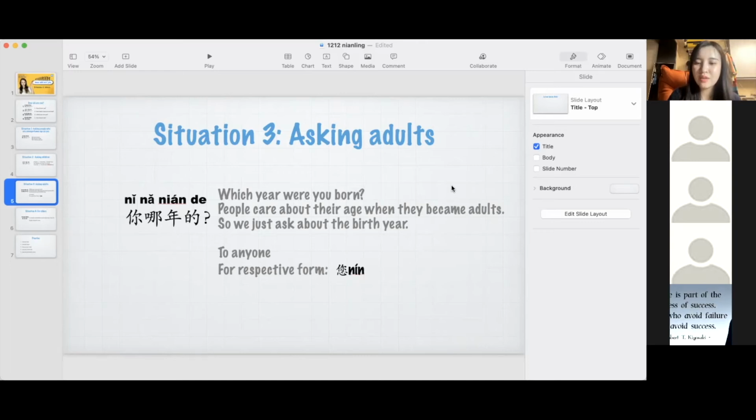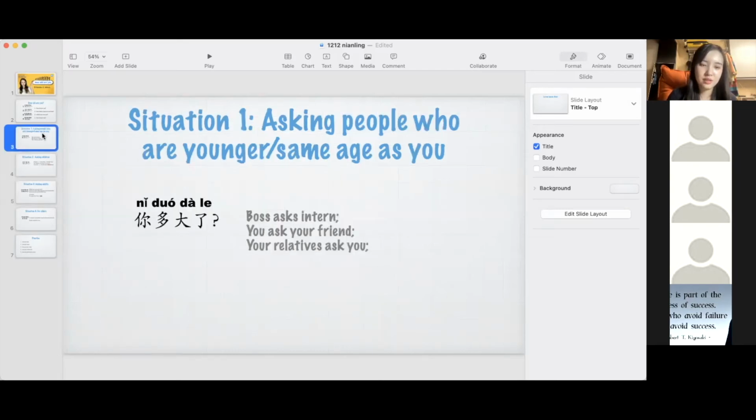And do you guys know how to answer this question? This is how you ask about age, right? Do you know how to answer the question? Born, year. You guys can try to answer. Like, if I ask you, 你多大了?